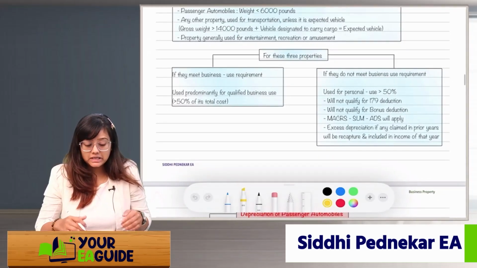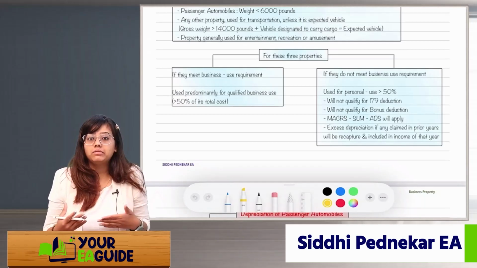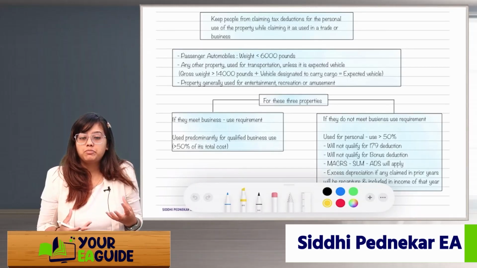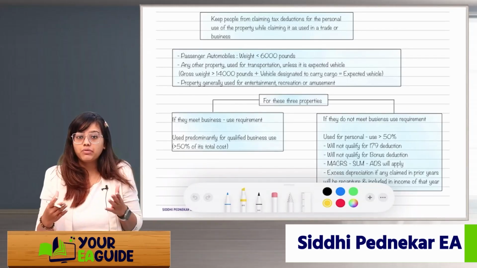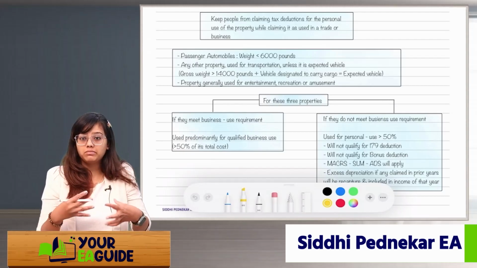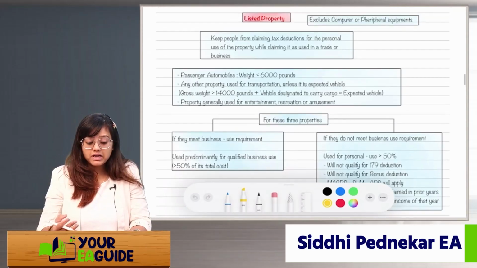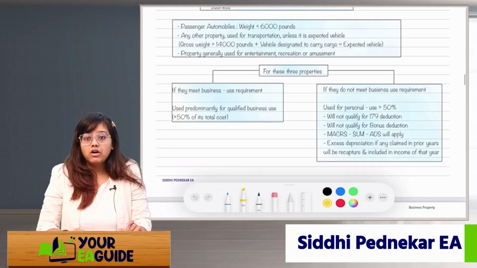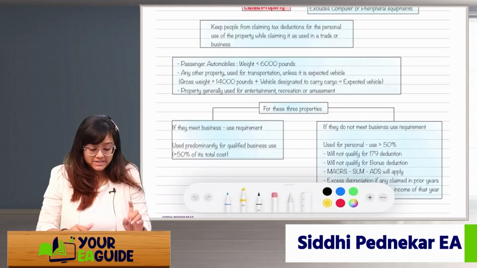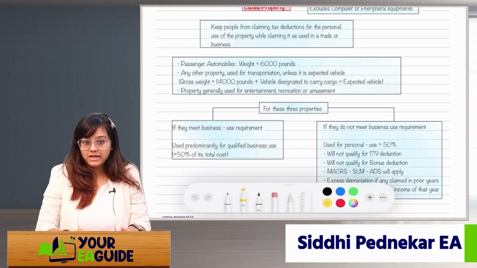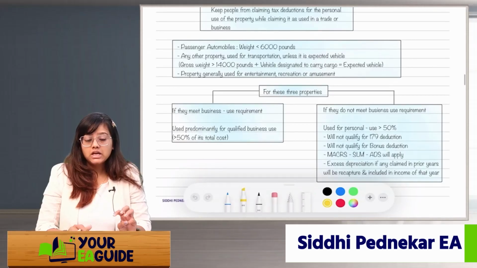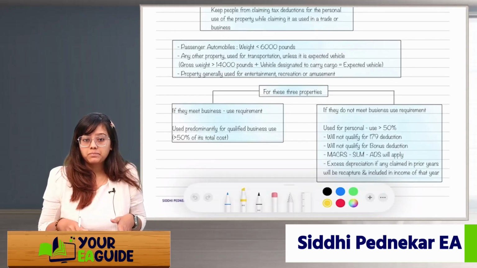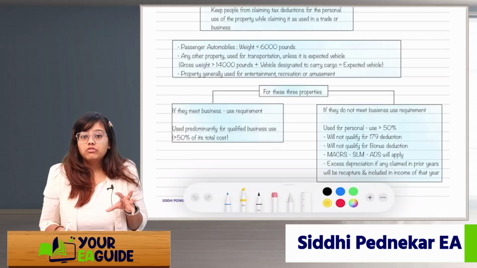Next is property generally used for entertainment, recreation or amusement, right? If a person is a director, filmmaker, and has equipment, those equipments will be used in entertainment, recreational activities, right? They will be considered under the definition of listed property. Okay. Now, for these three properties, passenger automobile, any other transport vehicle, and recreational entertainment assets, if they meet the business use requirement, right? And what do you mean by business use?